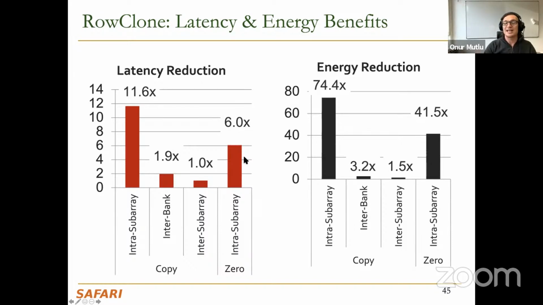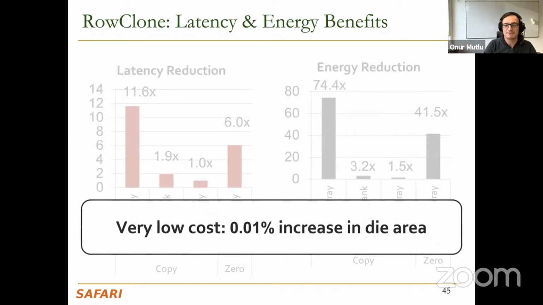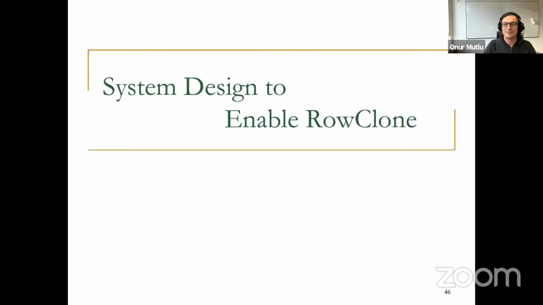And as I mentioned, later works improved the interbank and inter-subarray copies significantly, almost to the levels of this one, not quite exactly, but you will see that when we talk about it. I'll refer you to some papers. Okay, all this comes at very low cost, very little increase in die area. So of course, very low cost in terms of die area, but there's some cost in terms of system design.